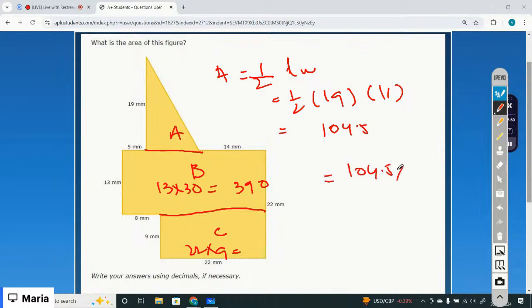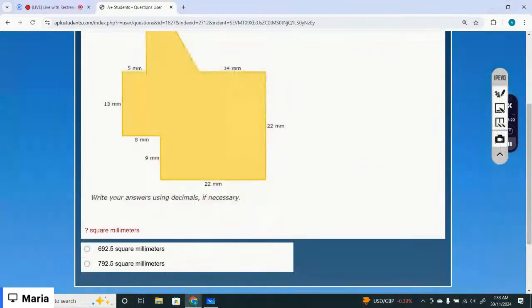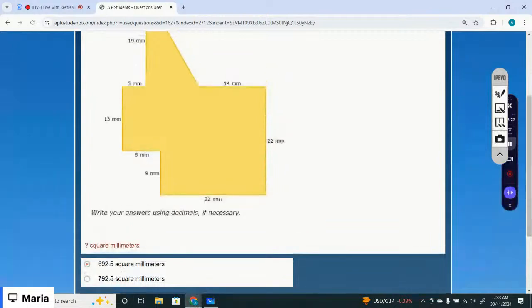Add the area of all the three shapes, that is 104.5 plus 390 and plus 22 times 9 is 198. So just add all these values, that is 198 plus 390 plus 104.5. The correct option is 692.5. Option number 1 is the correct option. That is 692.5.